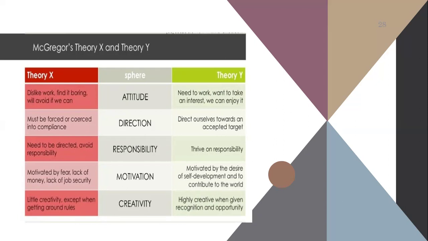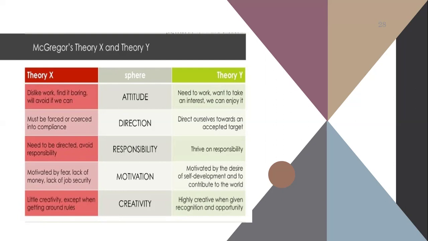With reference to the attitude of a manager, in theory X the employee dislikes work, finds it boring, and will avoid it at any cost. While in case of theory Y, the assumption is the employee wants to work and wants to take an interest, meanwhile enjoying it. In case of direction, the manager assumes that the employee must be forced or coerced into compliance. But in case of theory Y, the manager assumes employees can work directly and they can accept a target.